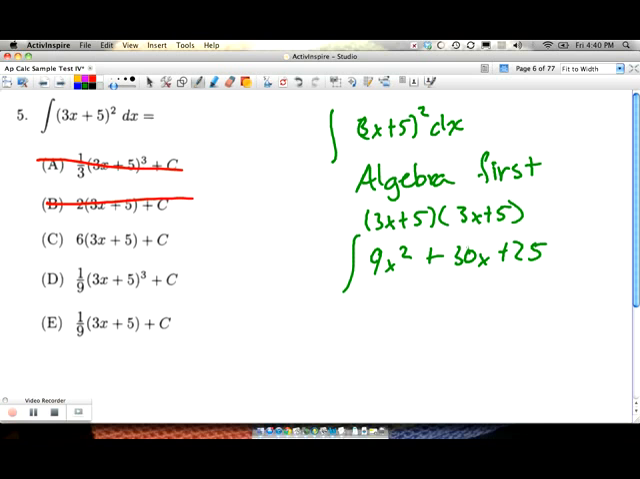Now I take the antiderivative. So I'm looking at this and I'm asking myself, what would the antiderivative of this be? Well, this one's going to become 9x cubed over 3, plus 30x squared over 2, plus 25x, plus c.